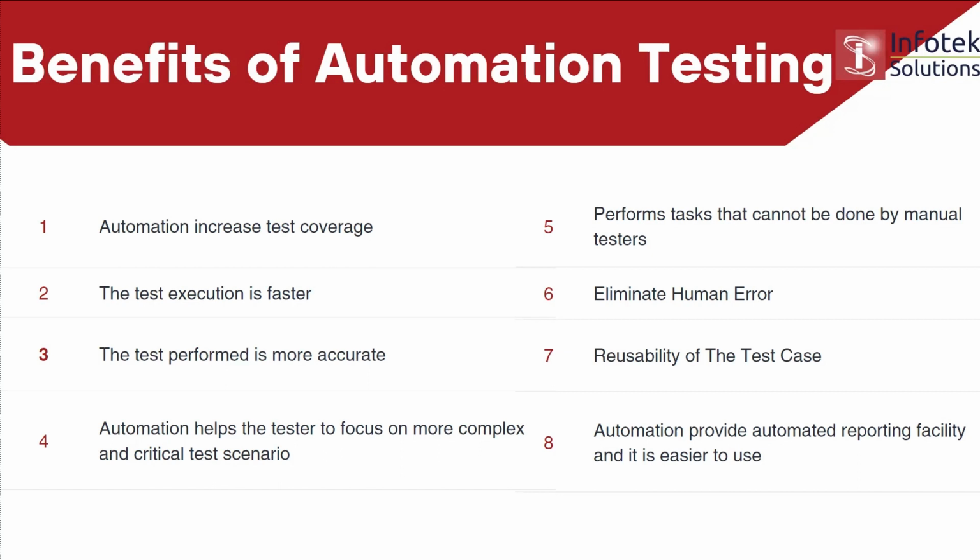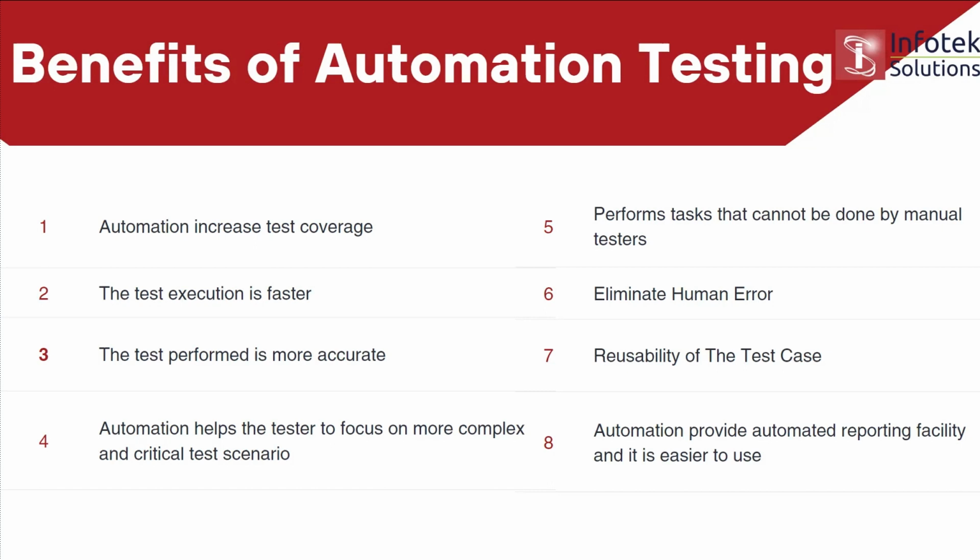Fifth is to perform tasks that cannot be done by a manual tester. If you are a manual tester, there are a few things that a manual tester can't do, which we can do through automation testing. That's why it's needed. Now, eliminate human errors. If a human is doing a testing process, there is a chance of error. But when you are doing the same thing through code, I think that will eliminate the errors.